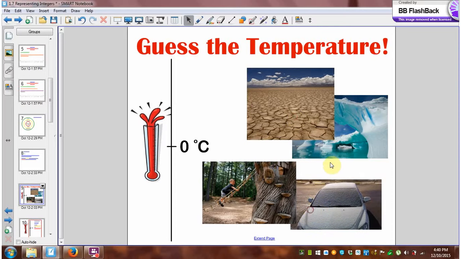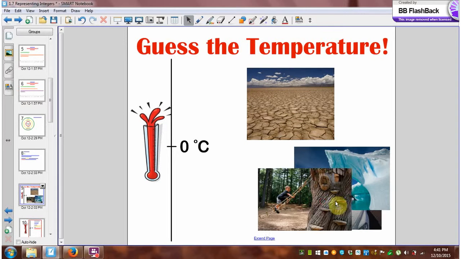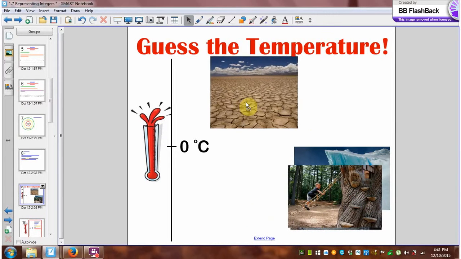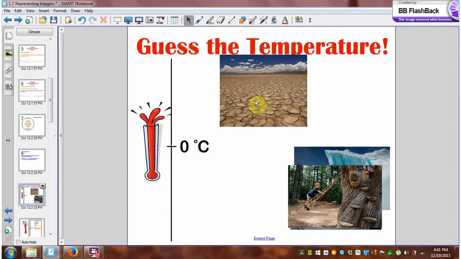So I'm just going to move my pictures down out of the way. Alright, so my hottest picture is going to be up on top. Okay, so this is really, really, really dry. I'm just going to take a guess. I'm just going to say that's probably 35 degrees C. Okay, and that's a positive, right? Because we're above 0. Positive 35 degrees C.